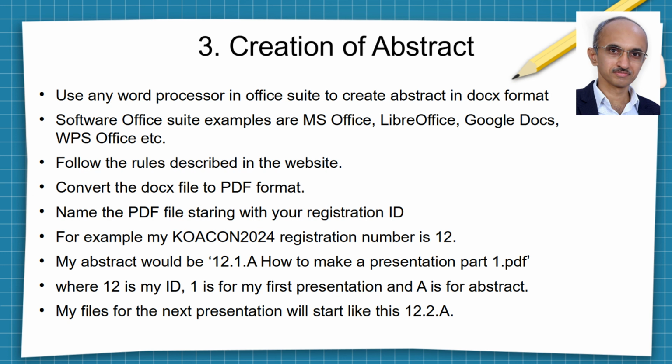In the beginning of the name of the file you should type your registration number in the conference. For example, my registration number is 12, so all my files will be saved starting with 12. If I have more than one presentation, then 12.1 or 12.2 or 12.3 will be the starting letters of the files that I upload. If it is abstract you will add A, if it is video you will add V, if it is your photograph add I, and if it is a PPTX file you should add P.